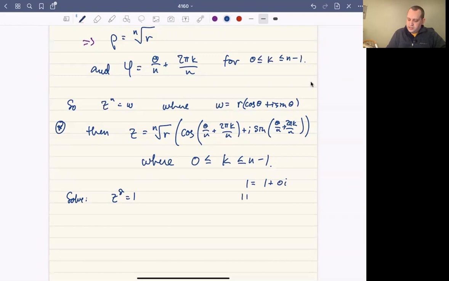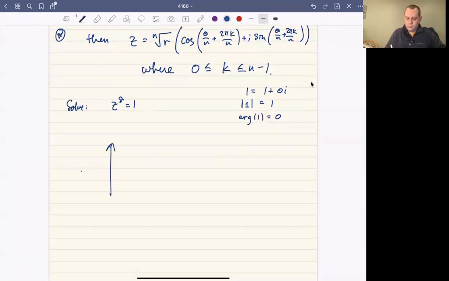The modulus of 1 is 1. The argument of 1 is 0, because you always start at the rightmost point. That's the convention. It's just like in trigonometry, and you get this basically from parameterizing the unit circle, but you always start at the rightmost point, and then you travel counterclockwise.